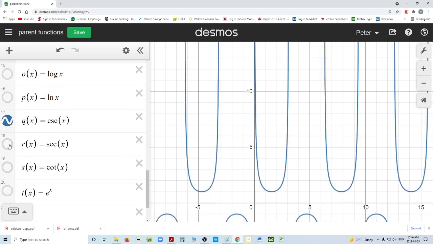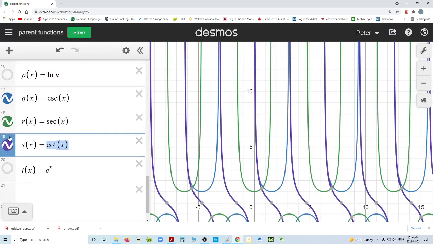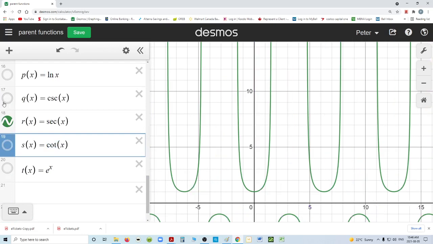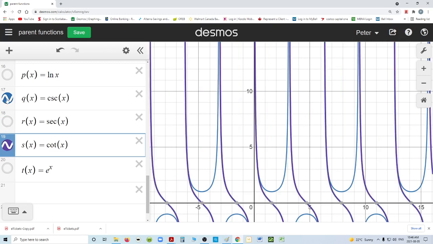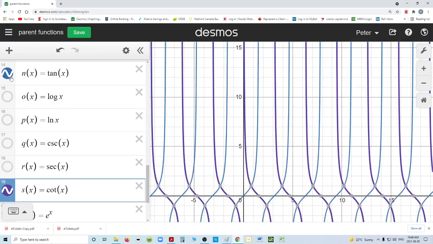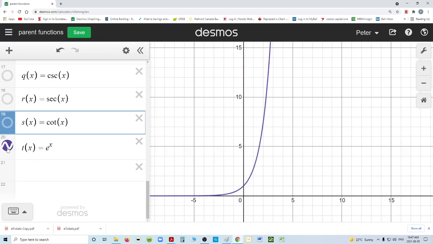And then you get to the reciprocal, which is cosecant, secant, and cotangent. That's the reciprocal of sine, cosine, and tangent. You get more into those, and they all have vertical asymptotes because they're reciprocals. Except for, the cotangent curve will look very much like the tangent curve. And then there's that e to the power of x.